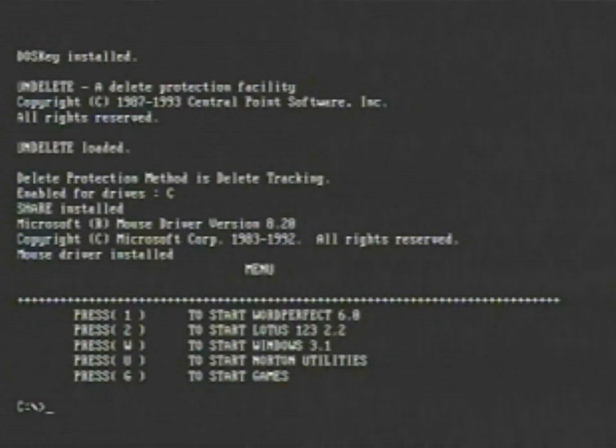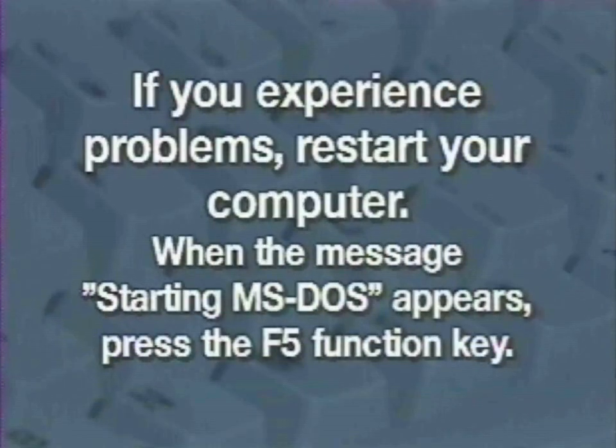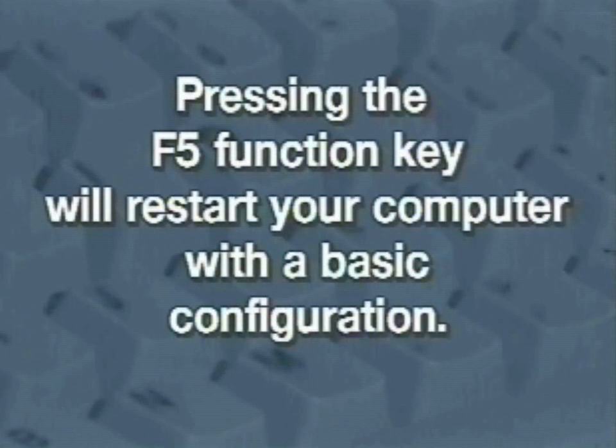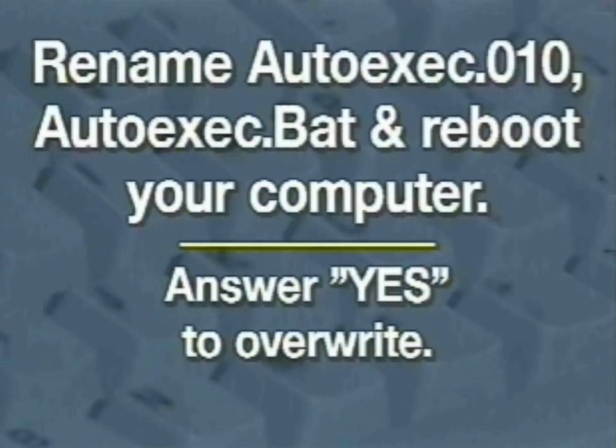Everything worked well. Our computer rebooted and now displays the menu we just created. Viewers, if you experience problems here, restart your computer. When the message starting MS-DOS appears on screen, press the F5 function key. This will bypass the commands in your config.sys and Autoexec.Bat files by starting your computer with a basic configuration. After your computer reboots, you will be in your root directory and may now edit your Autoexec.Bat to fix any problem. If you still experience problems, find your old Autoexec.Bat file, rename it Autoexec.Bat, then reboot your computer.